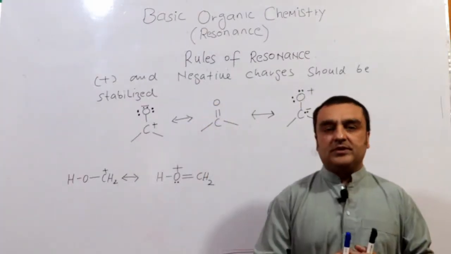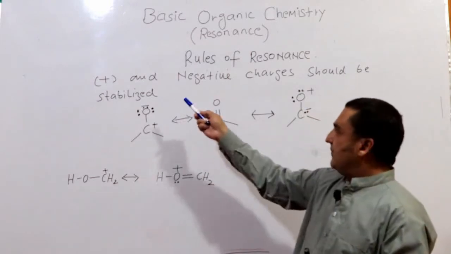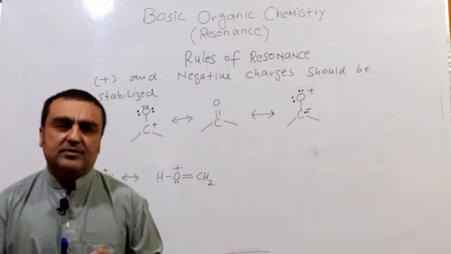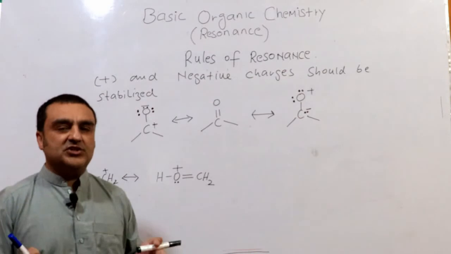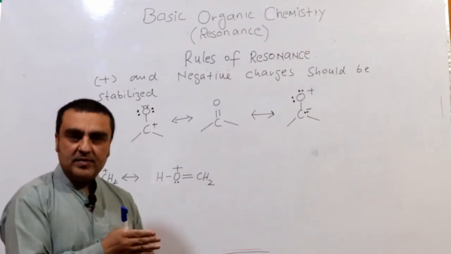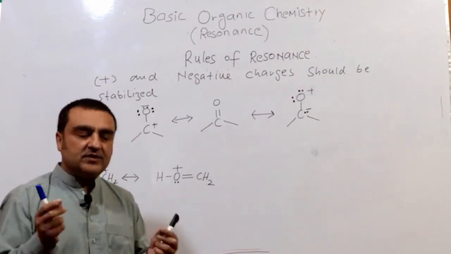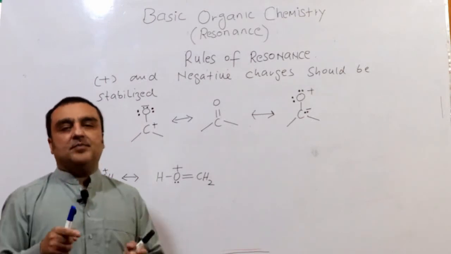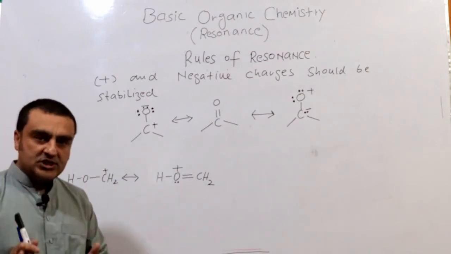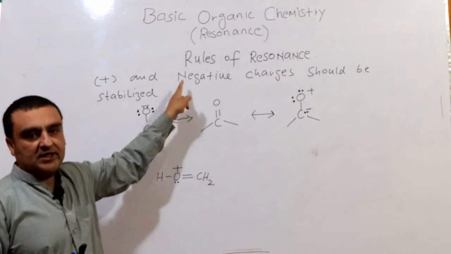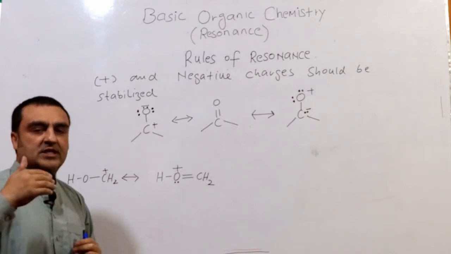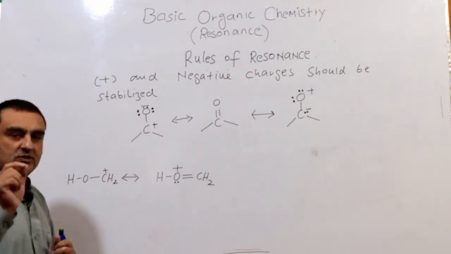This is another rule which states that the positive and the negative charges should be stabilized. In many textbooks you might have seen this rule stated as: the negative charge should be present on the more electronegative atom, and the positive charge should be present on the less electronegative atom. But the generalized statement is that both the positive and the negative charges need to be stabilized. What I mean by stabilization will be clear to you after doing some examples.